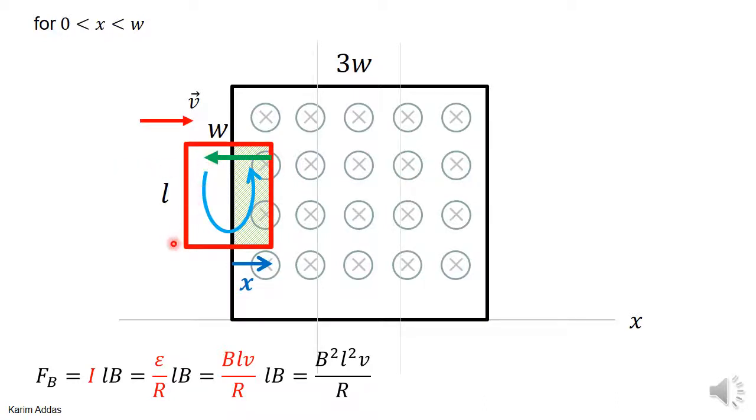And the magnitude of I L cross B is I L B, because the angle between L and B is 90 degrees. So you get I L times B. The current is E over R, and then you get E over R times L B. Remember, we got the EMF was B L V, so you get B L V over R times L B, which equals B squared L squared V over R.